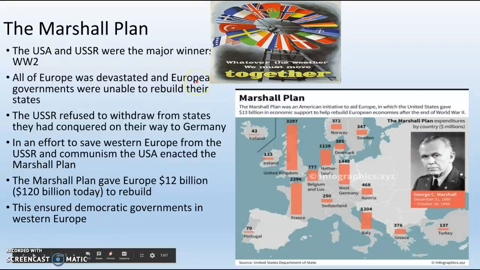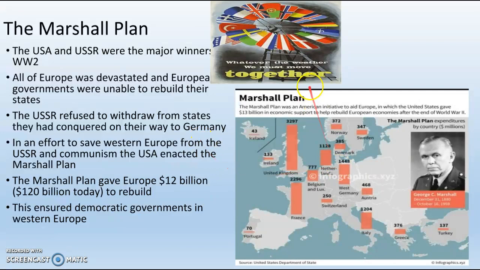In an effort to save Western Europe from the Soviet Union and communism, the U.S. decides to enact the Marshall Plan. The Marshall Plan gives Europe $12 billion, that's $120 billion in today's money, to rebuild. The idea is that if America gives free money to Western European countries, they can rebuild, and they can ensure that those European countries stay democracies and don't try to become communist.